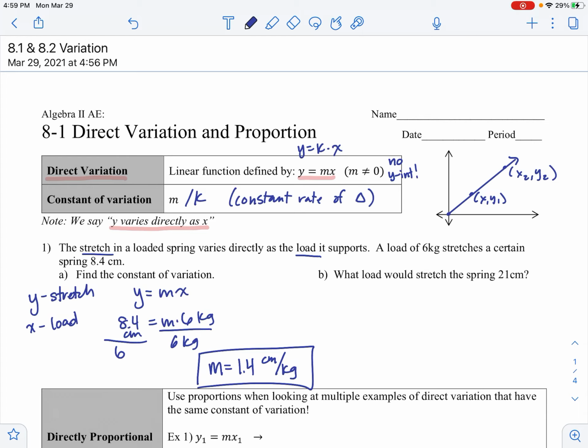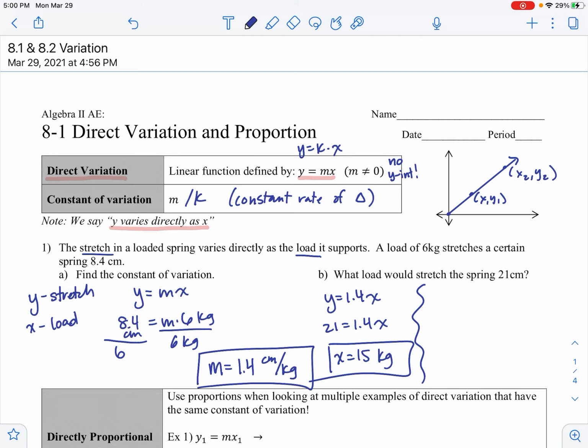Now, for part B, we could answer this a couple of different ways. Because we just found what the slope was, what that m value was, I could plug in y equals 1.4x, and then I'm given the stretch, so that's my y value, 21, and I could solve for my x value this way. I could solve, and I'm pretty sure we get 15. What is the load measured in? It's measured in kilograms. Let me just double check that math on my calculator here. We do get 15. Good.